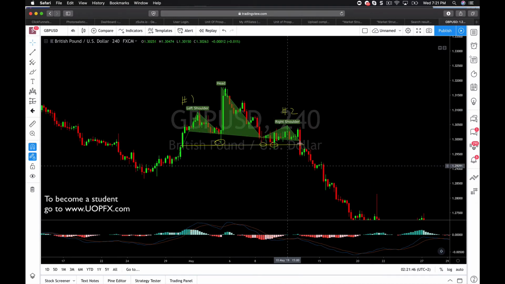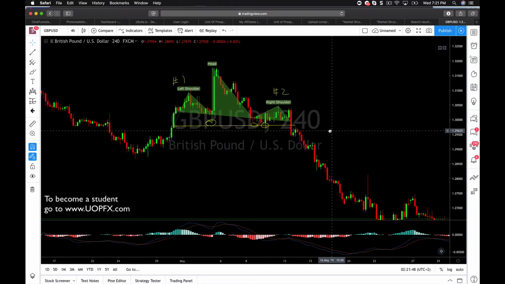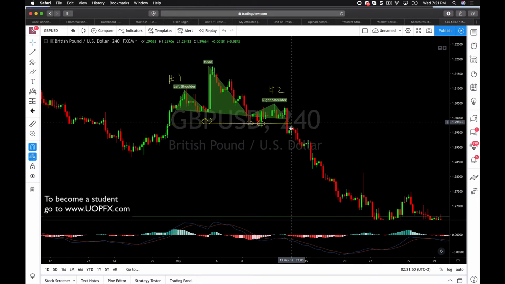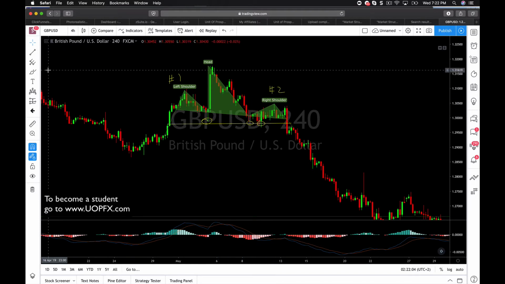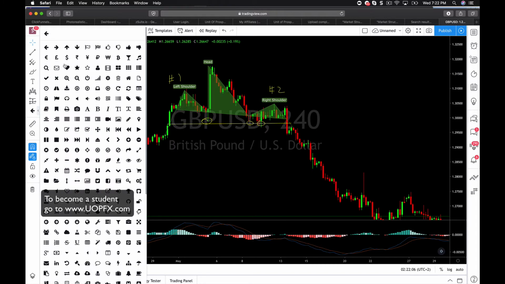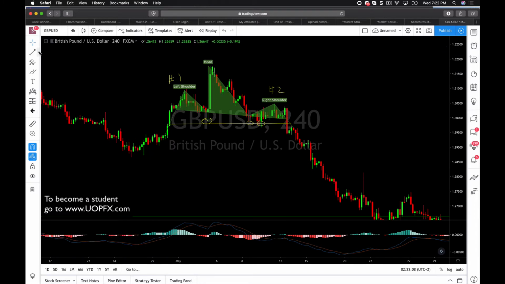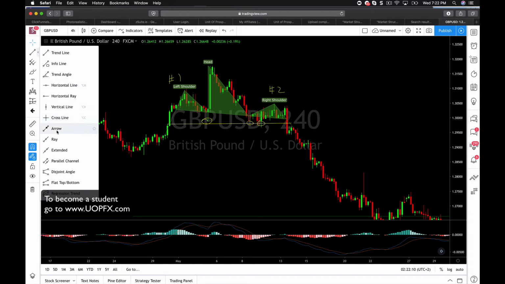Now, remember that when you're looking at a head and shoulders pattern, the pattern is not validated until there's a break of the neckline. Now, this is where a lot of traders make mistakes because they see the pattern forming and they may say, hey, there's a head and shoulders pattern, okay? But they don't take into consideration that a few things could happen here, okay?